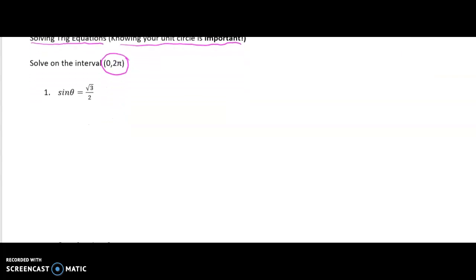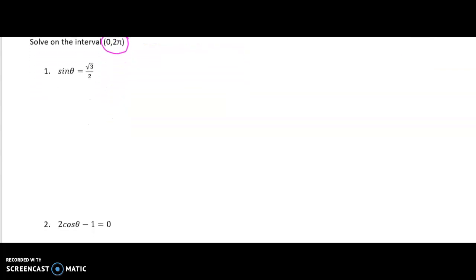So here we go. Using our unit circle, what angle has a sine value of square root of 3 over 2? There are two angles that have a sine value of square root of 3 over 2, and they are a 30, which is pi over 6, and a 150, which is 5 pi over 6. And that is our answer. Both angles lie on the interval 0 to 2 pi.